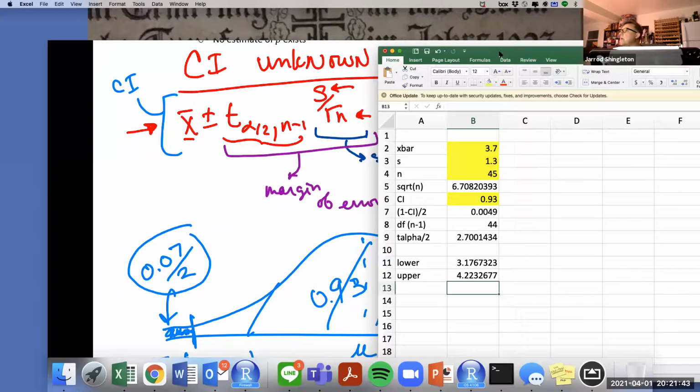So what this tells me is I'm 93% sure that the true mean of whatever it is that this population comes from is between 3.17 and 4.22. If you do not have your X bar directly in the middle of these two, you might want to take a look at your computations because I use this to calculate them. They should be right in the middle. So create yourself a template. It'll help out a lot.